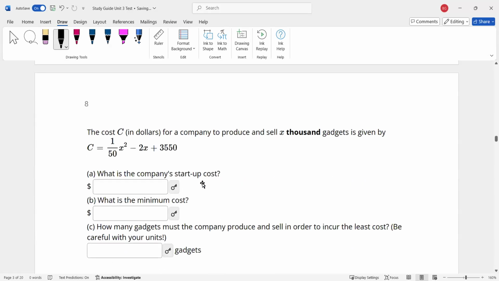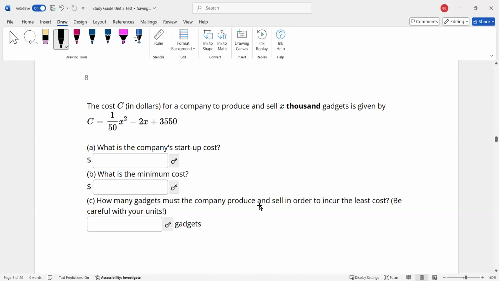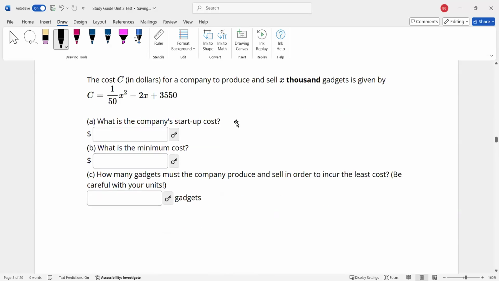Okay, we are not falling too far behind, so it's good. Number 8, the cost C in dollars for a company to produce and sell x thousand gadgets is given by this function. C here, cost. X here, number of products that is produced. Of course, is in thousands. So this is the function connecting the cost and how much product you produce. It makes sense. The cost depends on how many products you produce, right, in the factory.